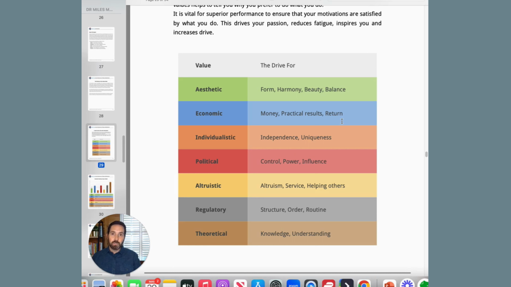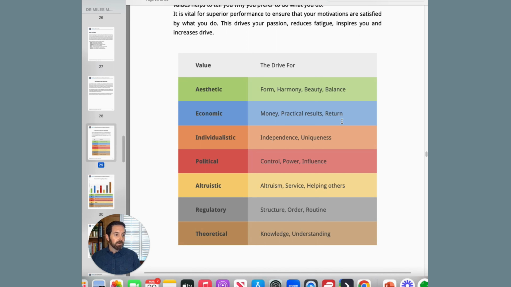Regulatory, so this is about structure, order, and routine. So basically what we're trying to get across there is people that are high regulatory are going to stay inside of the lines. They appreciate that you've got systems and processes, and they may at times create those systems and processes if they're not there because they need those kind of boundaries to be effective.